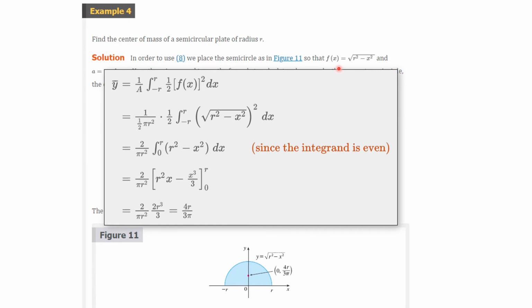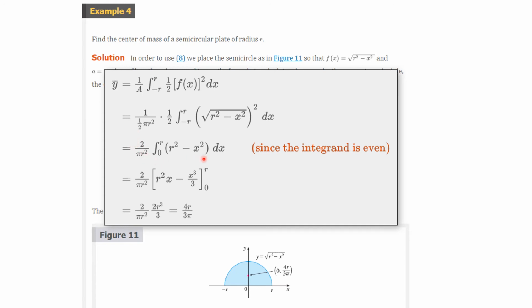Well, first of all, the equation of a semicircle of radius r centered at the origin, it might as well be centered at the origin, is f of x equals the square root of r squared minus x squared. So then y bar is equal to 1 over A times the integral from minus r to r of 1/2 f of x, whole squared, dx. Now when we square that, we're going to get rid of the square root, and when we integrate an even function, because this is just r squared, across minus r to r, that's the same thing as twice the integral from 0 to r, and so the 2's will cancel. This 2 here is actually that 2.